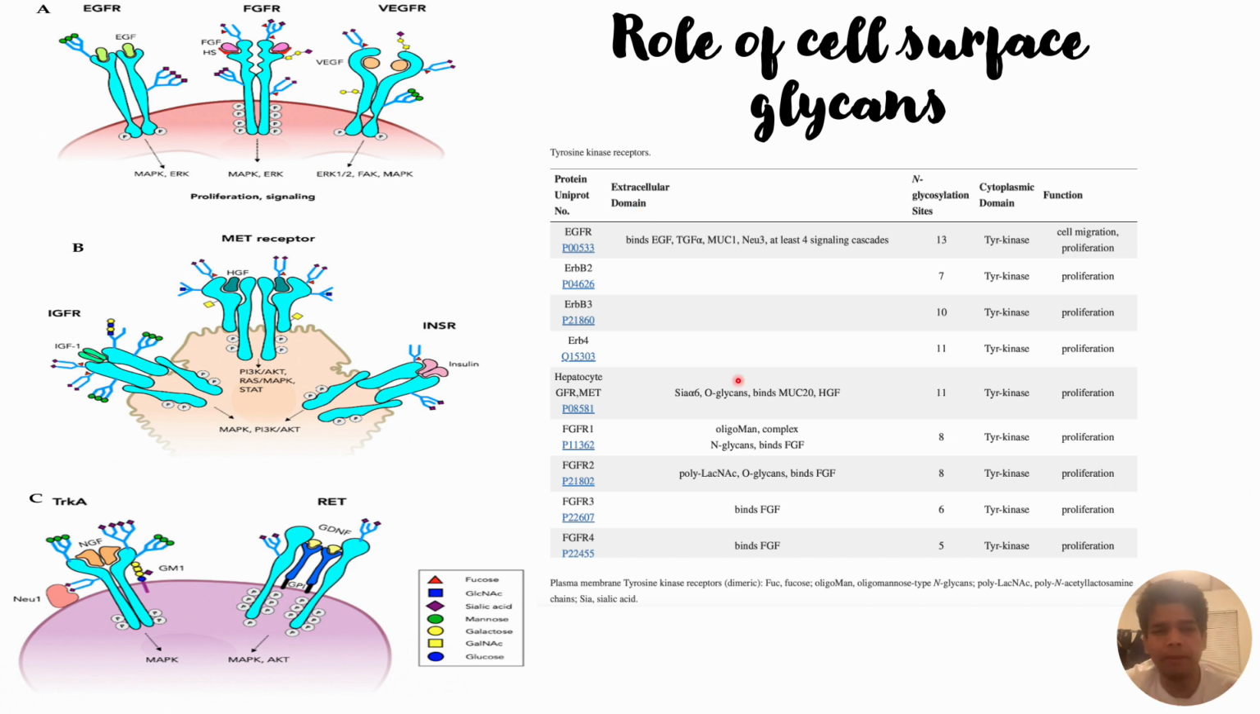I hope you got some basic idea of how cell surface glycans play a role in important cell functioning such as cell migration and proliferation. If you need to understand more about the role of glycans on cell surface proteins, you can go through the reference that has been provided in the description.